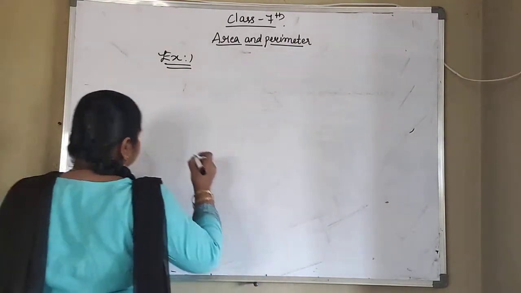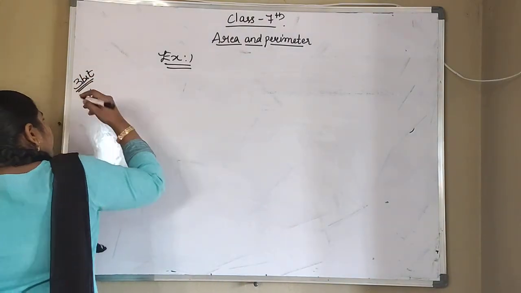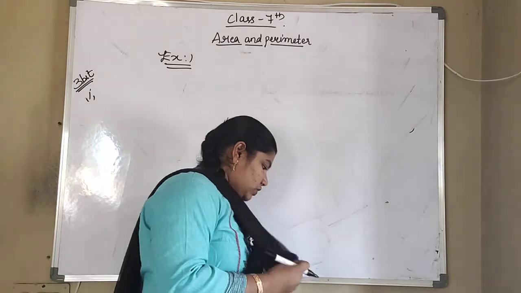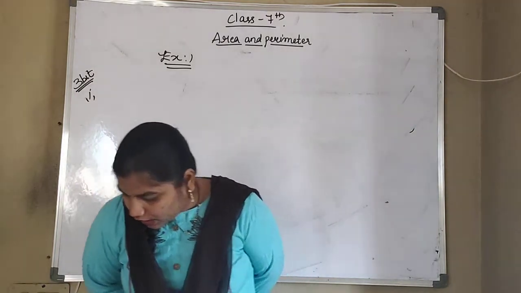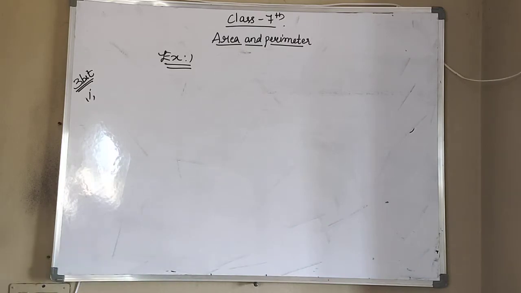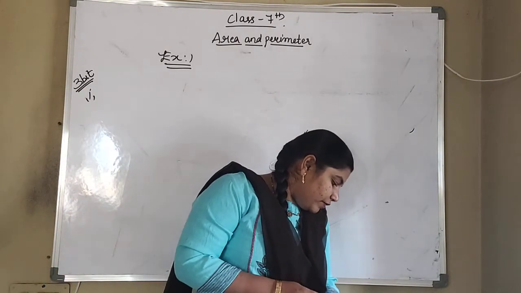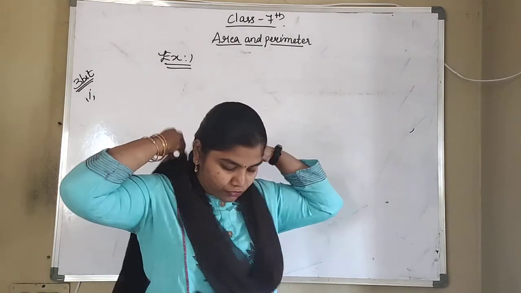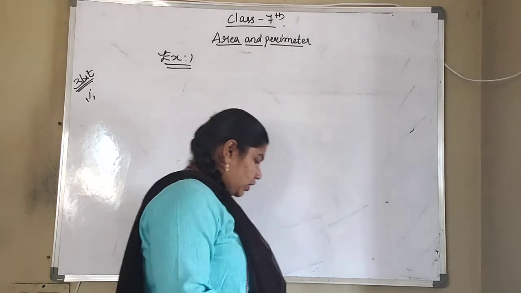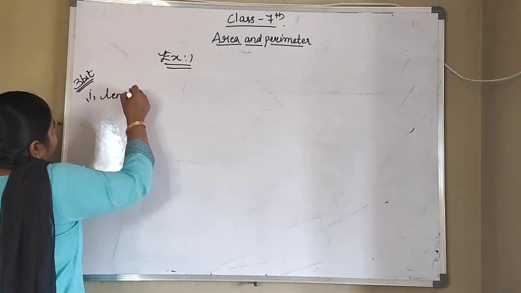So, third one. In this third one, first bit. The measurements of some rectangles are given in the table below. However, they are incomplete. Find the missing information. So, again we have to fill in the missing information here. They have given the length of a rectangle. Now, they are talking about a rectangle.